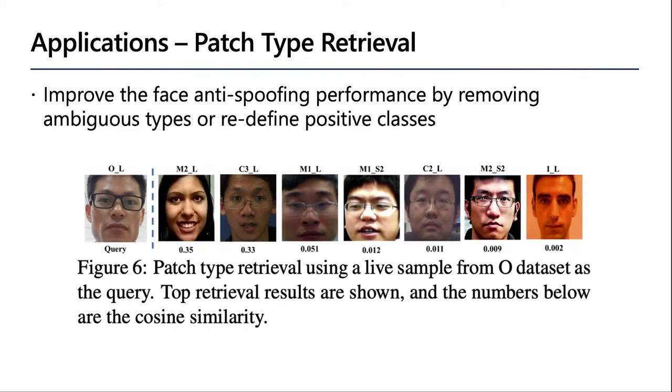Furthermore, on the optimized embedding space, we can do patch retrieval to analyze the characteristics of each capture type. For this example, we can remove the live classes from C2 and I, which have low similarity scores with the query sample. Then we can improve some of the protocols by up to 1 to 2% AUC scores.